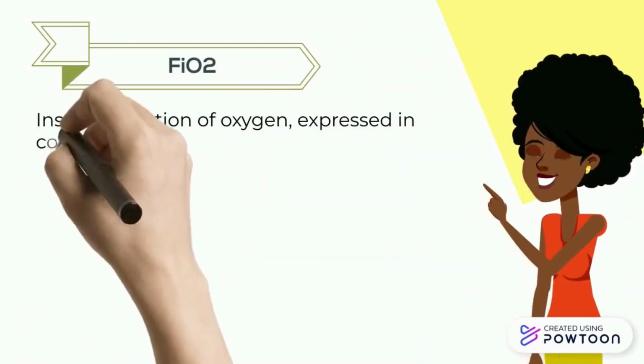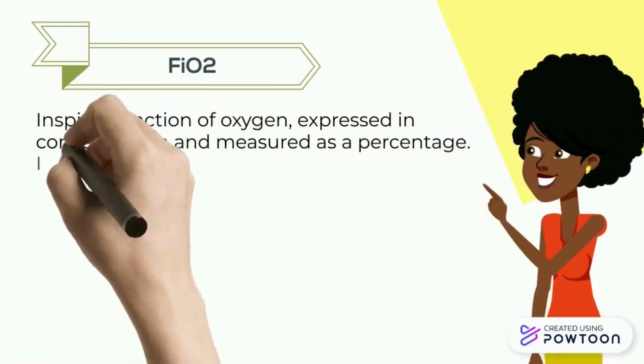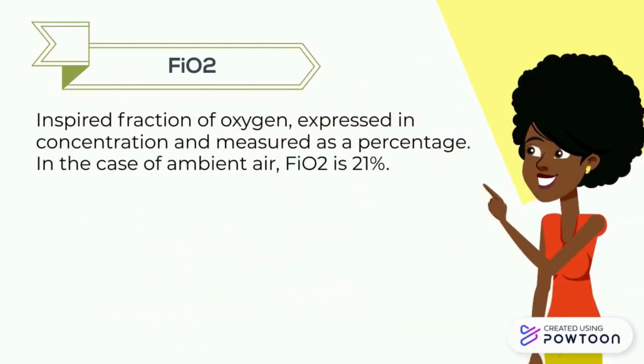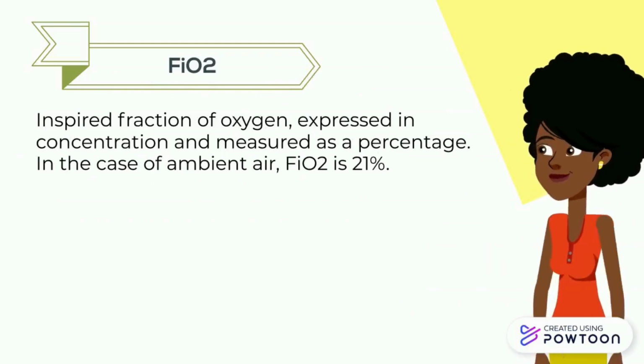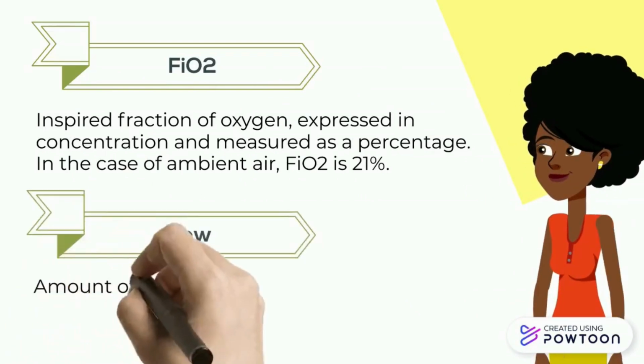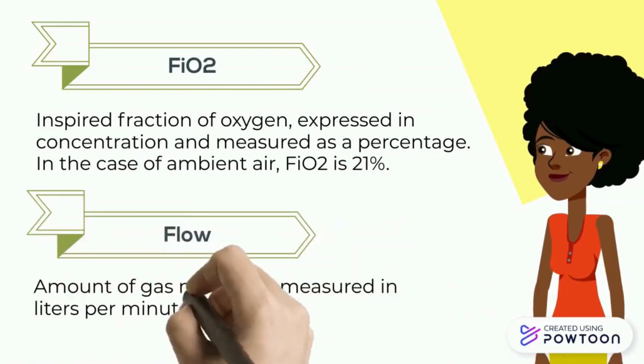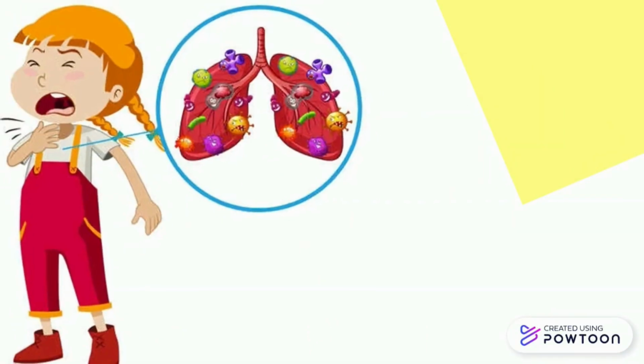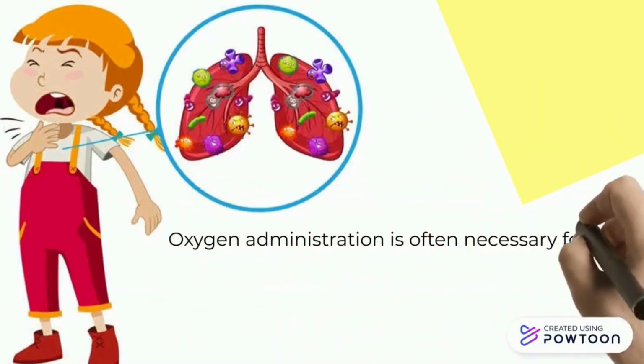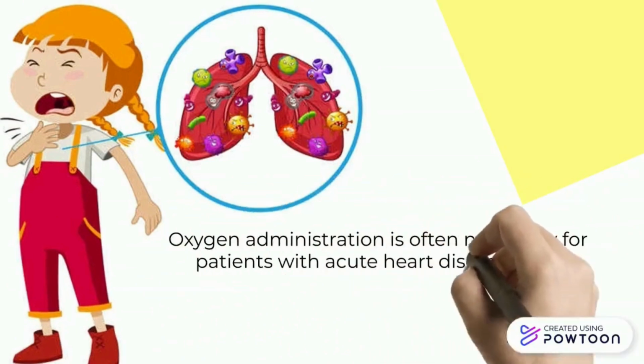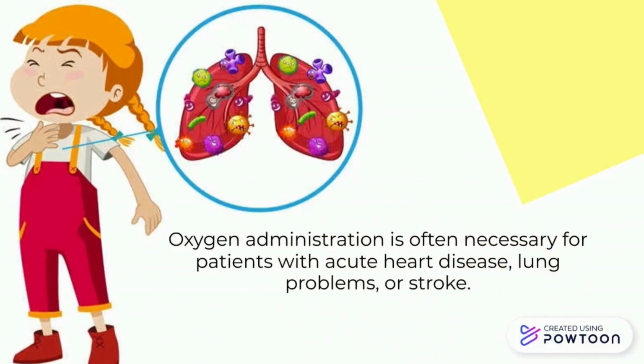FiO2 is the fraction of inspired oxygen, expressed as a concentration and measured as a percentage. In the case of ambient air, FiO2 is 21%. Flow is the amount of gas administered, measured in liters per minute. Oxygen administration is often necessary for patients with acute heart disease, lung problems, or stroke.